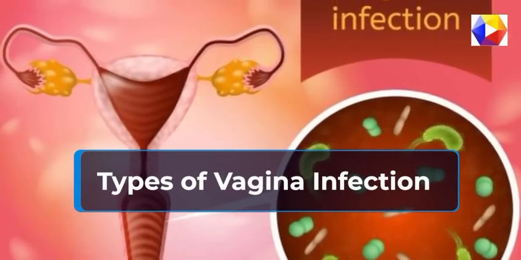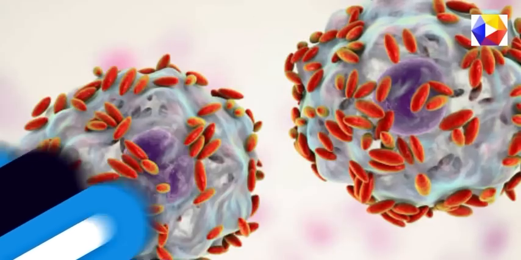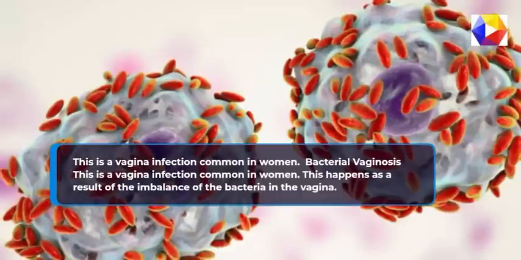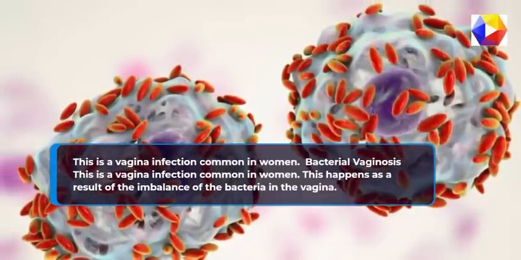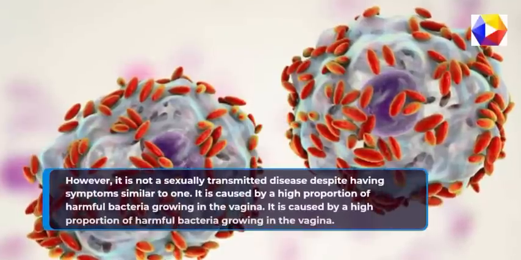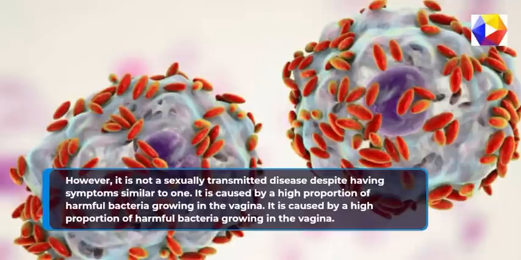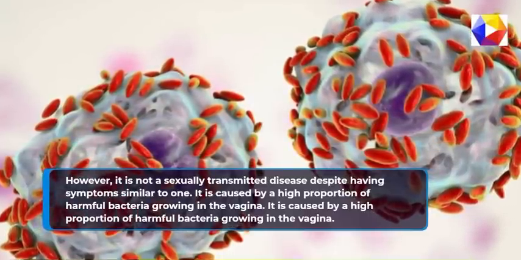Types of vagina infection. Bacterial vaginosis. This is a vagina infection common in women. This happens as a result of the imbalance of the bacteria in the vagina. However, it is not a sexually transmitted disease despite having symptoms similar to one. It is caused by a high proportion of harmful bacteria growing in the vagina.